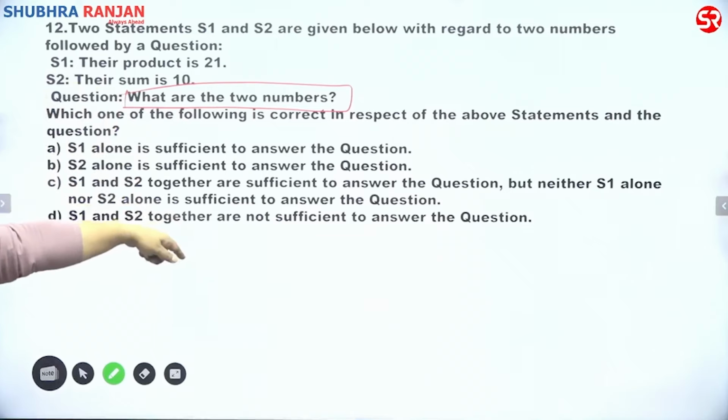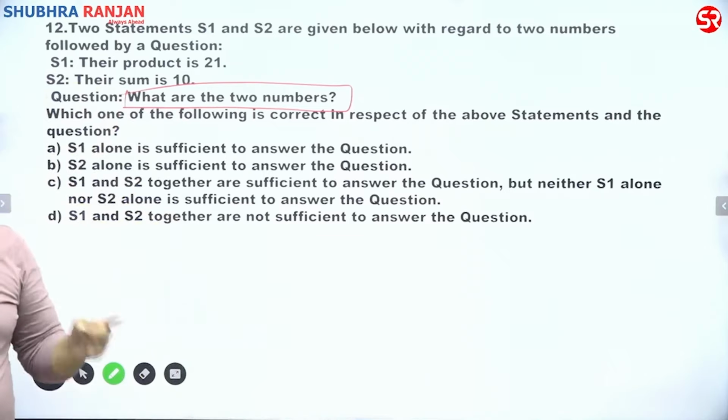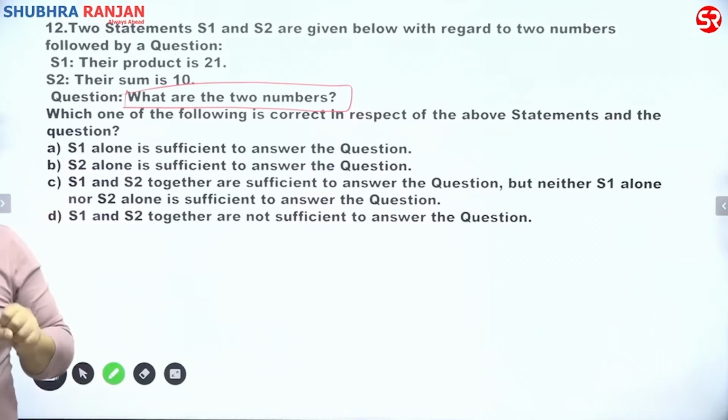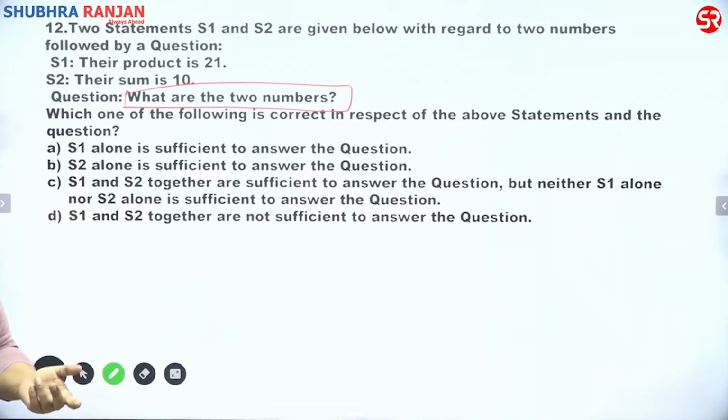Now there was a lot of fight. Answer is D, sir, because, sir. But he hasn't asked for one of the numbers. Had he asked what is one of the numbers, then it could have been a problem. It can be 7 also or 3 also. But he says, what are those two numbers? Which are those two numbers? So in that case, the product is 21, their sum is 10. Definitely those two numbers are 3 and 7. Answer is C.